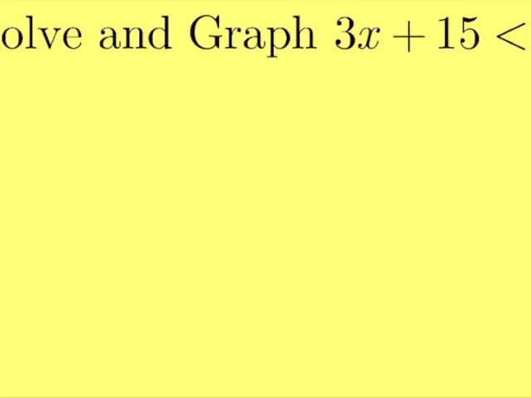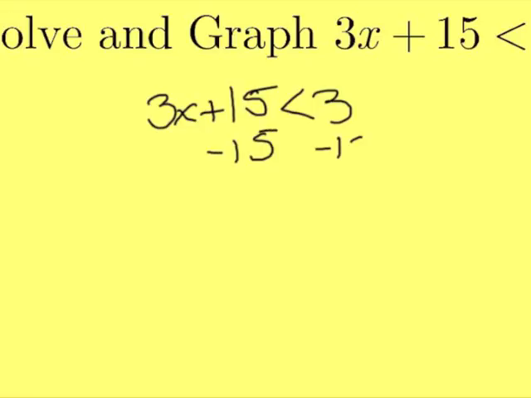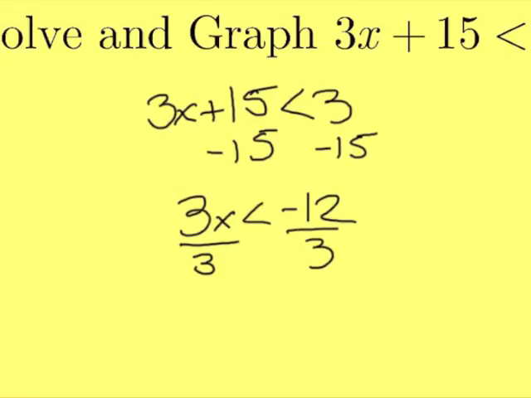So we just draw an arrow in the positive direction. Finding solutions to inequalities is not much more complicated than finding solutions to equations. First, let's solve 3x plus 15 is less than 3, and we'll graph the solution set. First, I'm going to subtract 15 from both sides, keeping everything balanced, and get left with 3x is less than negative 12. Next, divide both sides by 3, and find that x is less than negative 4.